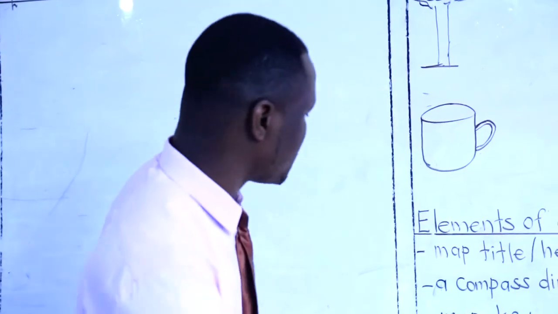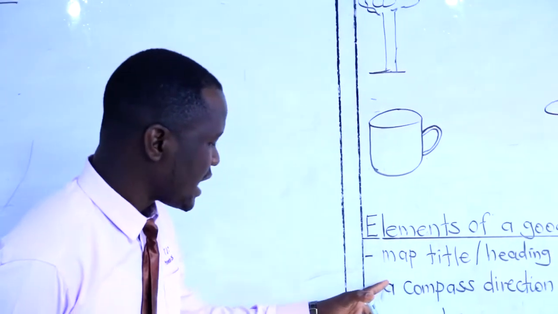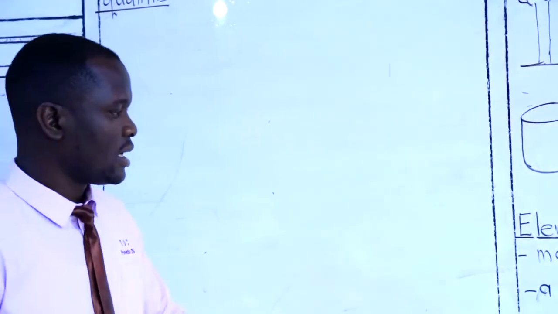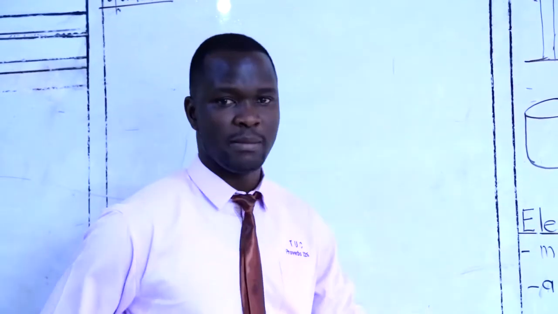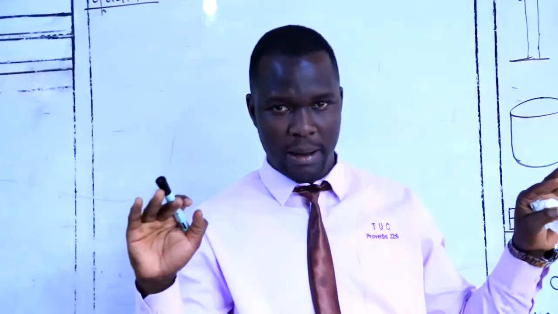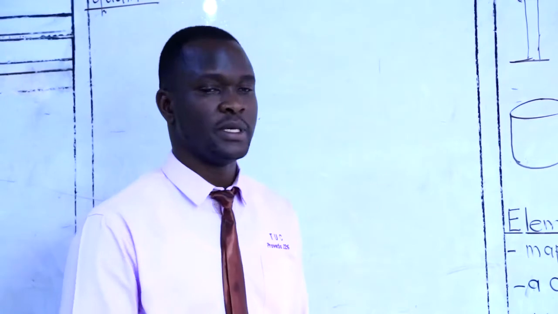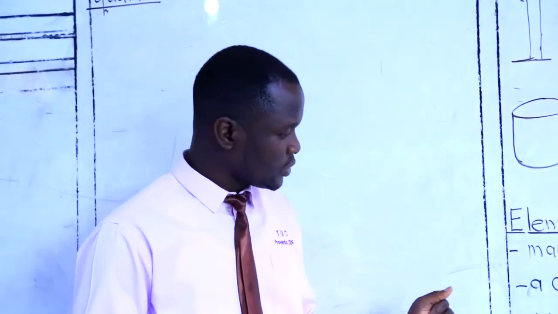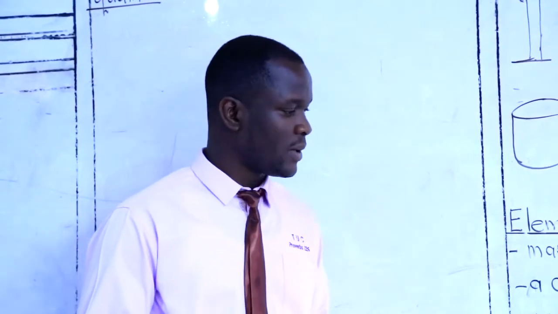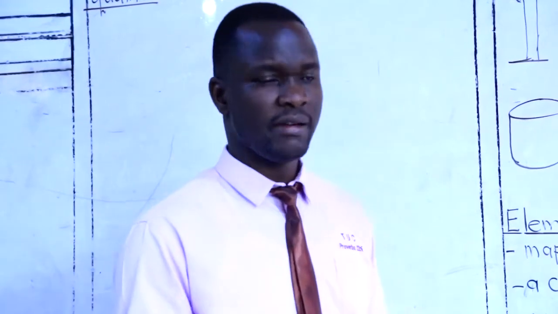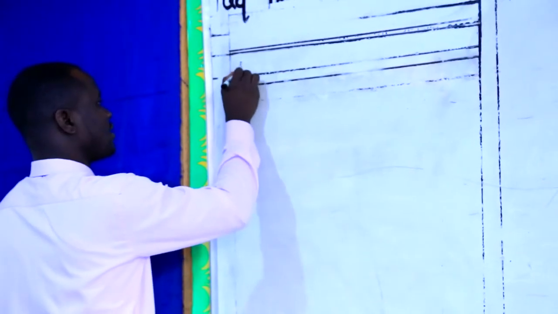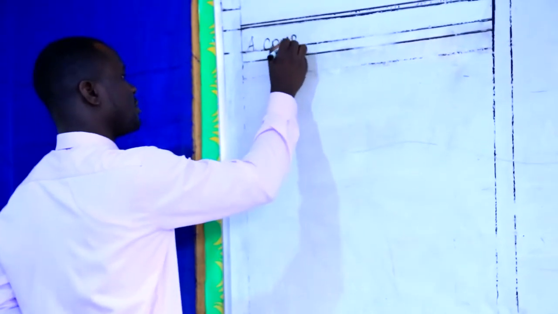So just like we are saying that we are going to understand these elements, we have already talked about a map title. We have said the map title enables one to understand what the map is all about. And this title is always written on top of that map. It will tell what the map is about. Two, we are having a compass direction. Of course, a compass direction is the one which helps us to tell the directions of places. Compass direction, let's have it as our subheading.